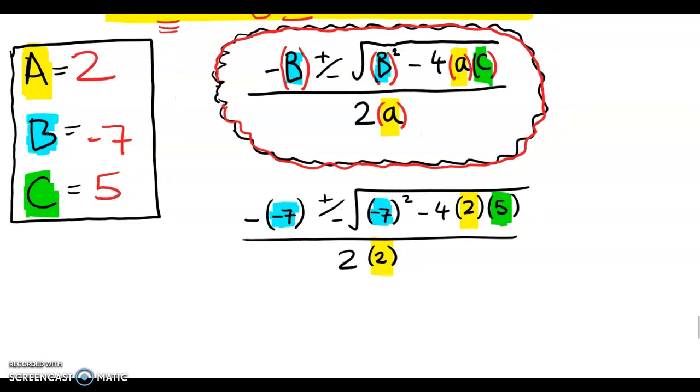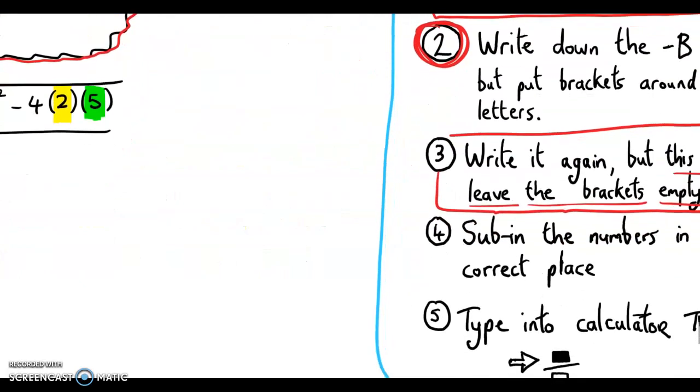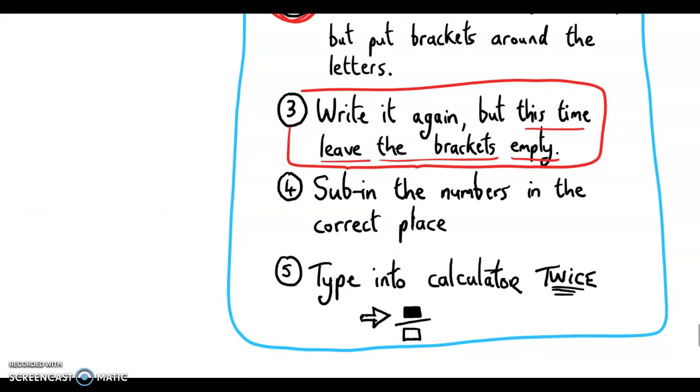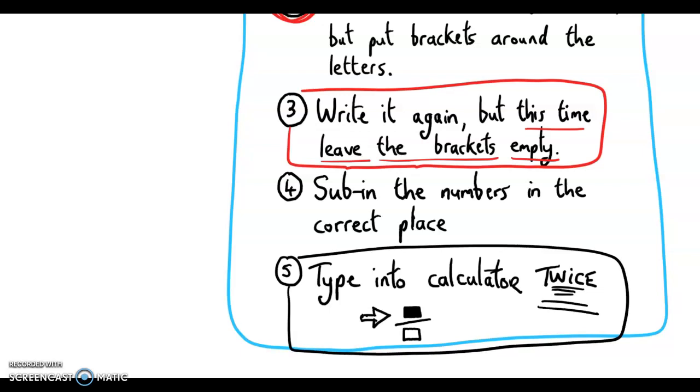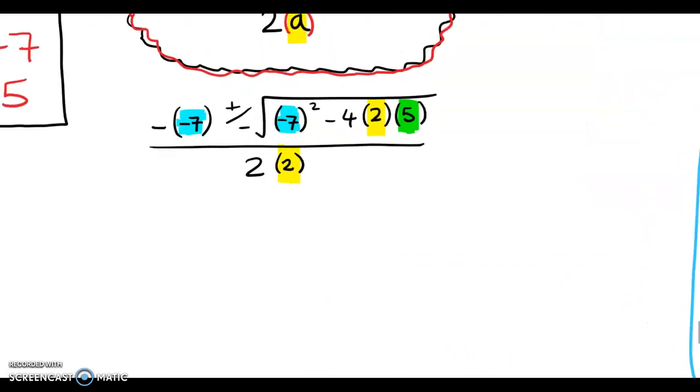Okay, so far so good. I'll go to step 5. This is the last step. I type it into the calculator twice. Now, why twice? Well, really I only need to type it in once and then go back and change.